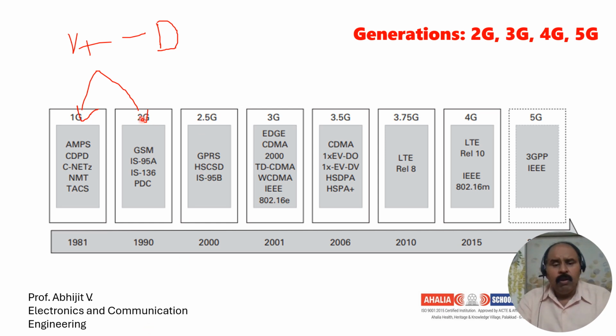From 2G we went to 2.5G, then 3G. 2.5G was an intermediate stage between 2G and 3G. There was a change in technology from voice communication to data communication. Primarily, the concentration shifted from voice and text messages to data communication. We developed a system called General Packet Radio System.